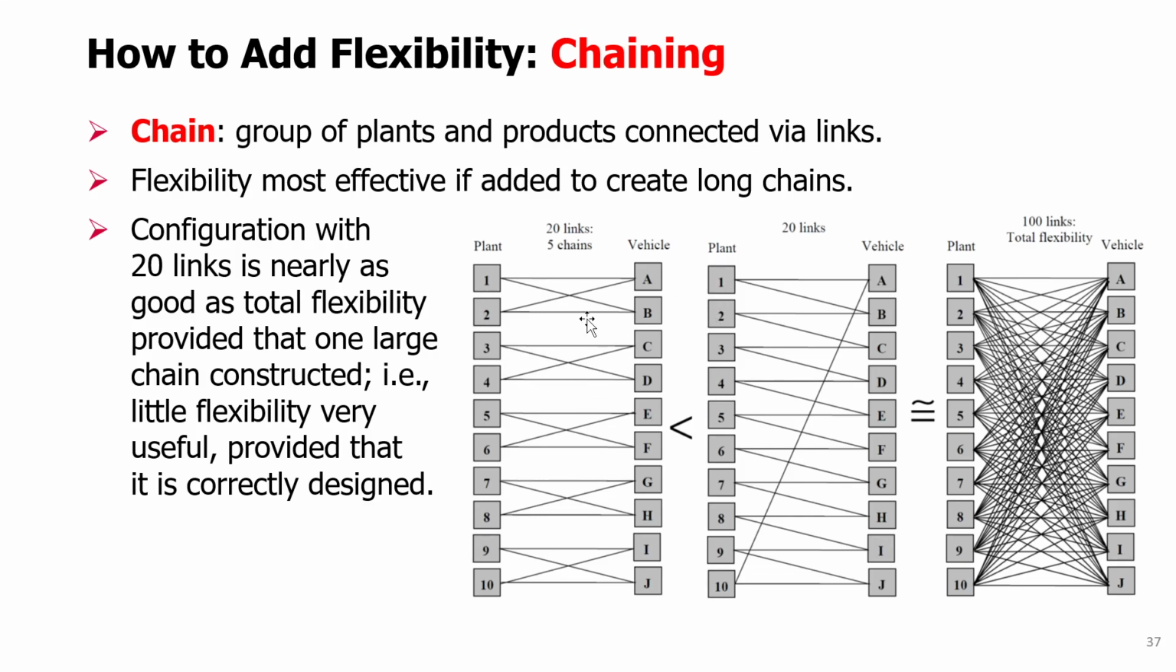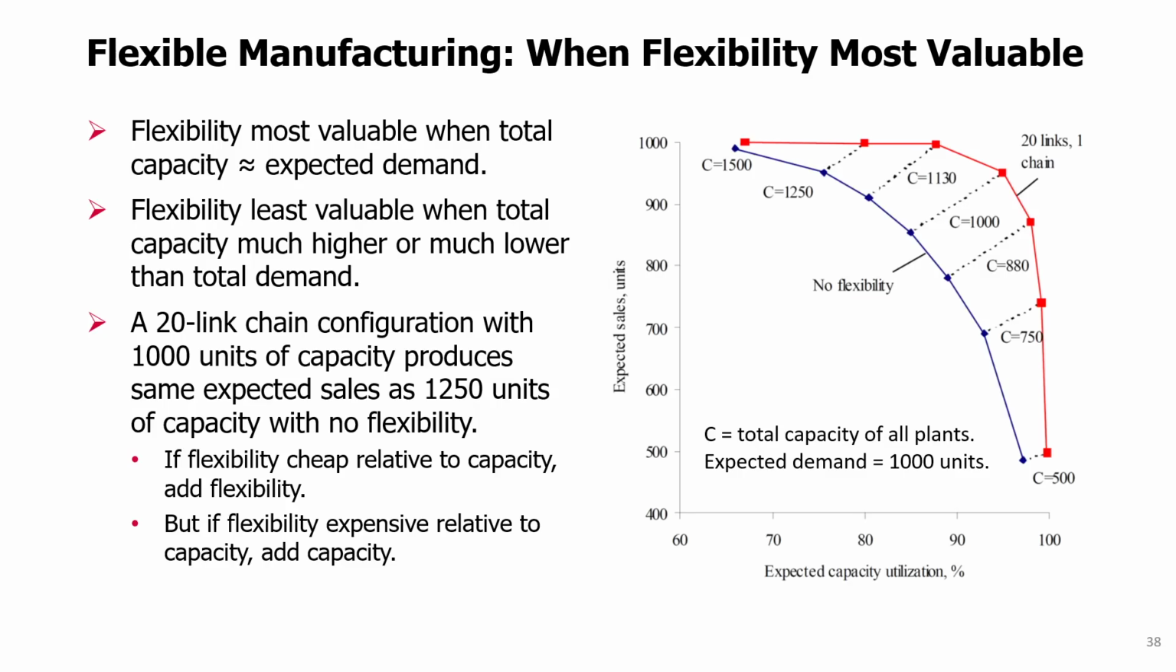So basically, if you can create large chains where each plant is able to produce 2 vehicles, but in such a way that they are all connected in one chain, when you know the demands, you can satisfy the demands to a much larger extent with one long chain than with some other configurations. So I showed you that flexibility can help us capture more sales and so increase our revenues and profitability, and improve utilization, when we add it in a smart way, when we add the 20-link chain for a configuration of 10 capacities and 10 demands.